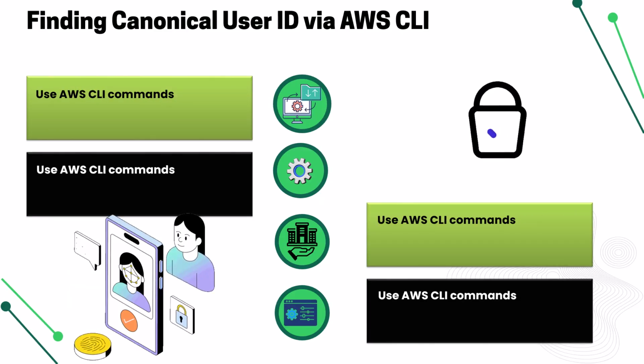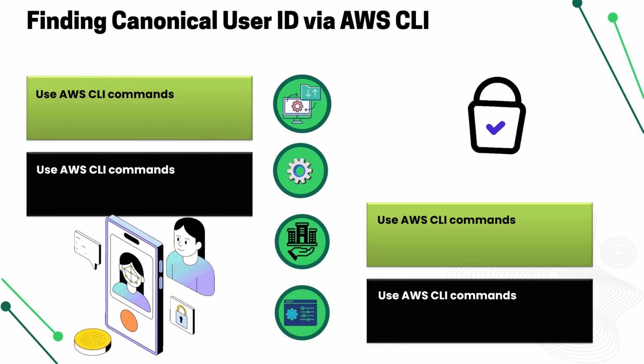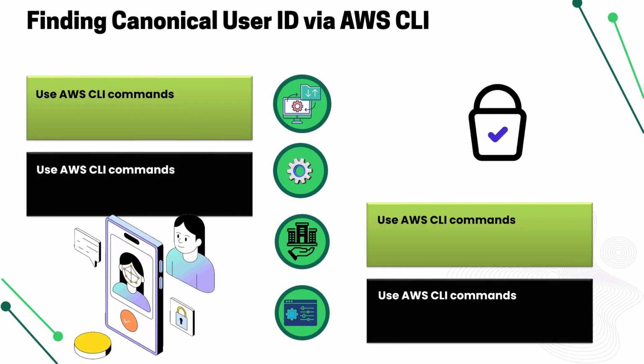Prefer the command line? No problem. Fire up AWS CLI and run aws s3api list-buckets. You'll see the Canonical User ID pop up like magic. Just make sure you verify permissions, because guessing access rights is like playing poker blindfolded.